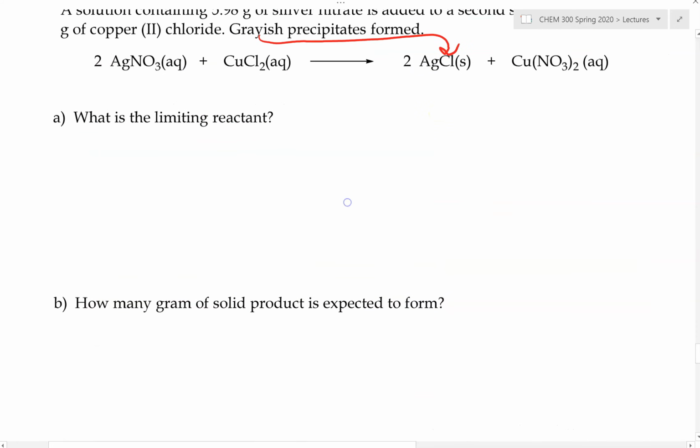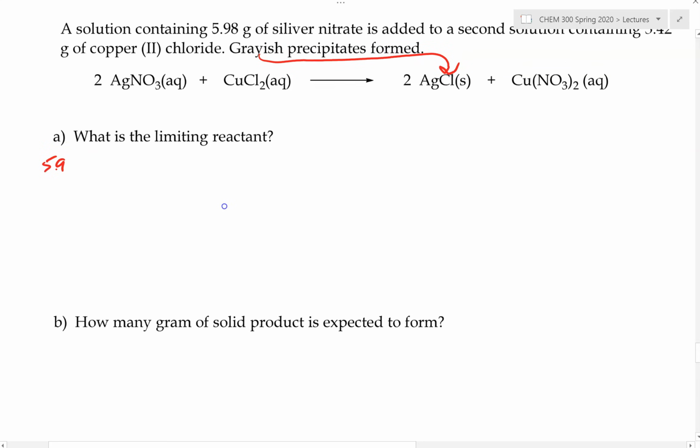So in this case, to find the limiting reactant, we want to start from the amount of each of the reactants, convert them into mole, and divide by the coefficient. So in this case, we have 5.98 gram of silver nitrate.